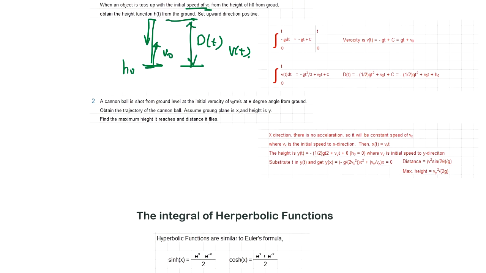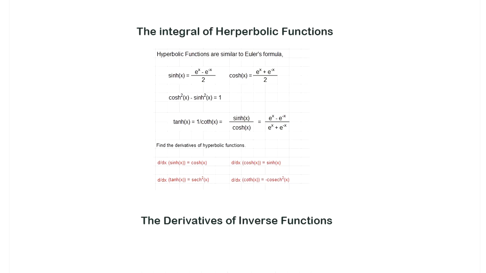A cannonball is shot. This one is going up at the initial angle theta. Assume the ground plane is x and the height is y. Here's the answer for you to practice. Sorry to give you so many assignments, but that's what calculus is in high school.